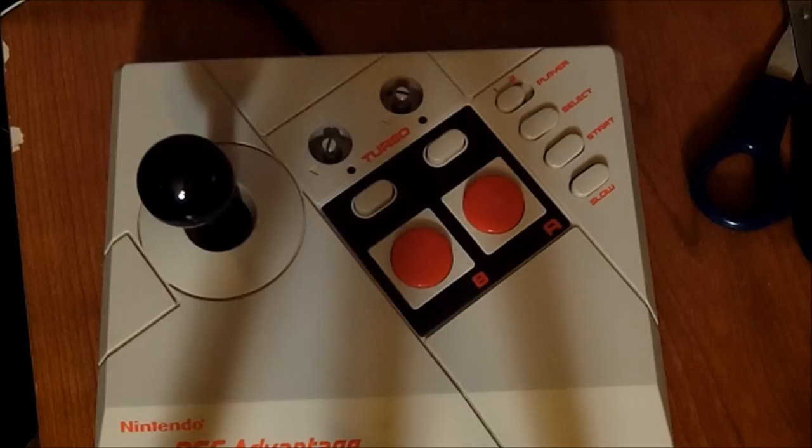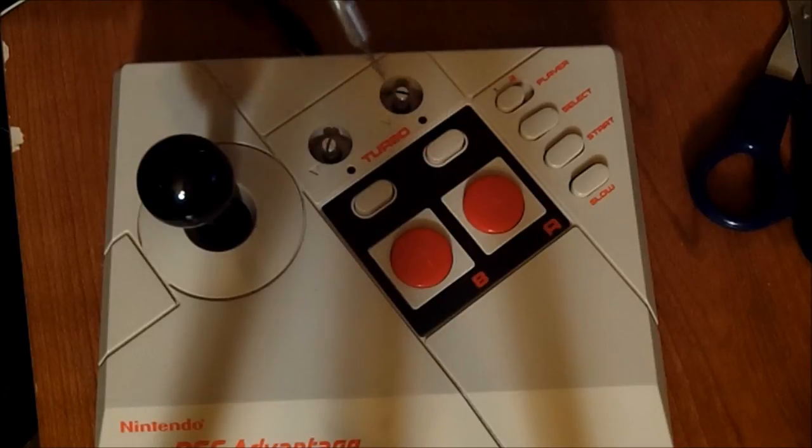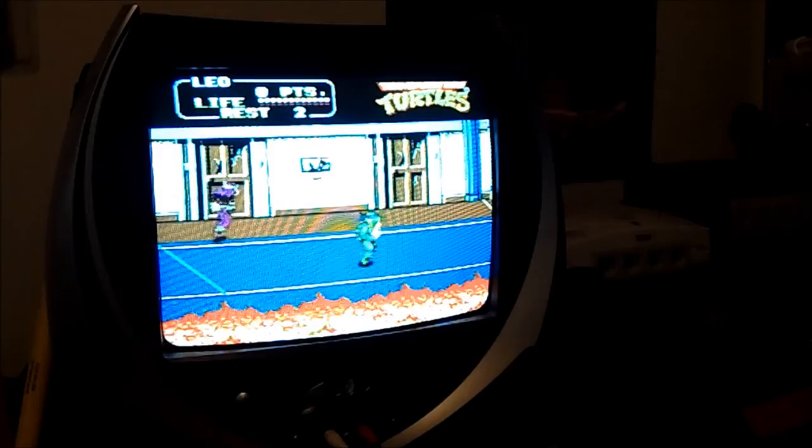This was the biggest hurdle, and it could be for some people because they don't know about it. Where these knobs are for the turbo buttons, there's an actual nut that goes in there that is the final part to hold the board to the controller.